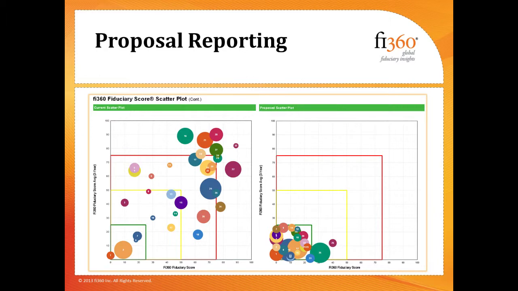Now on the right-hand side, the proposed scatter plot, you'll see it's a tight offering, has solid short-term and long-term fiduciary scores, and the size of the bubbles depicts the amount of assets within each investment. So you want bigger circles down in the bottom left corner, if anything. So that proposed scatter plot is a very solid offering. And again, this is a good way to provide a visual to your clients.